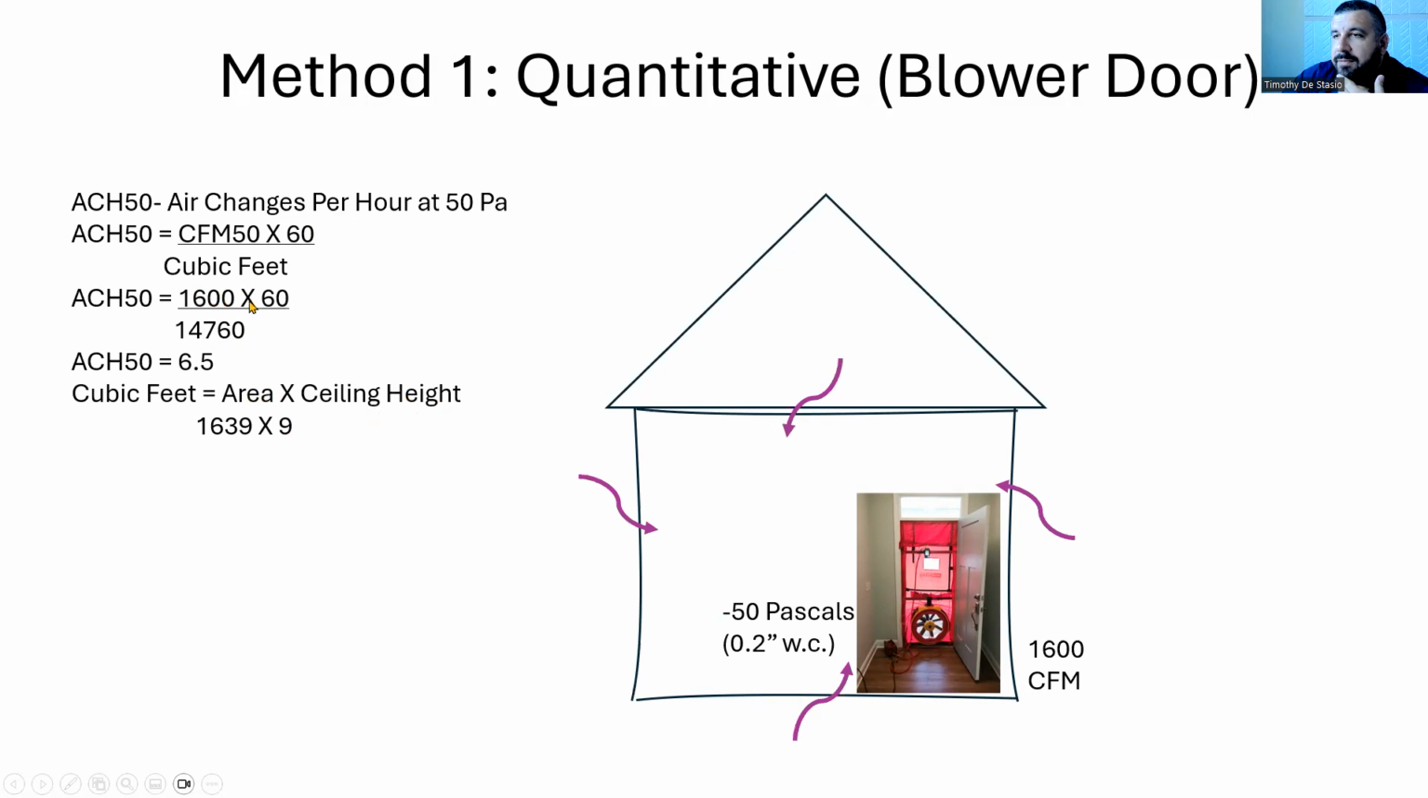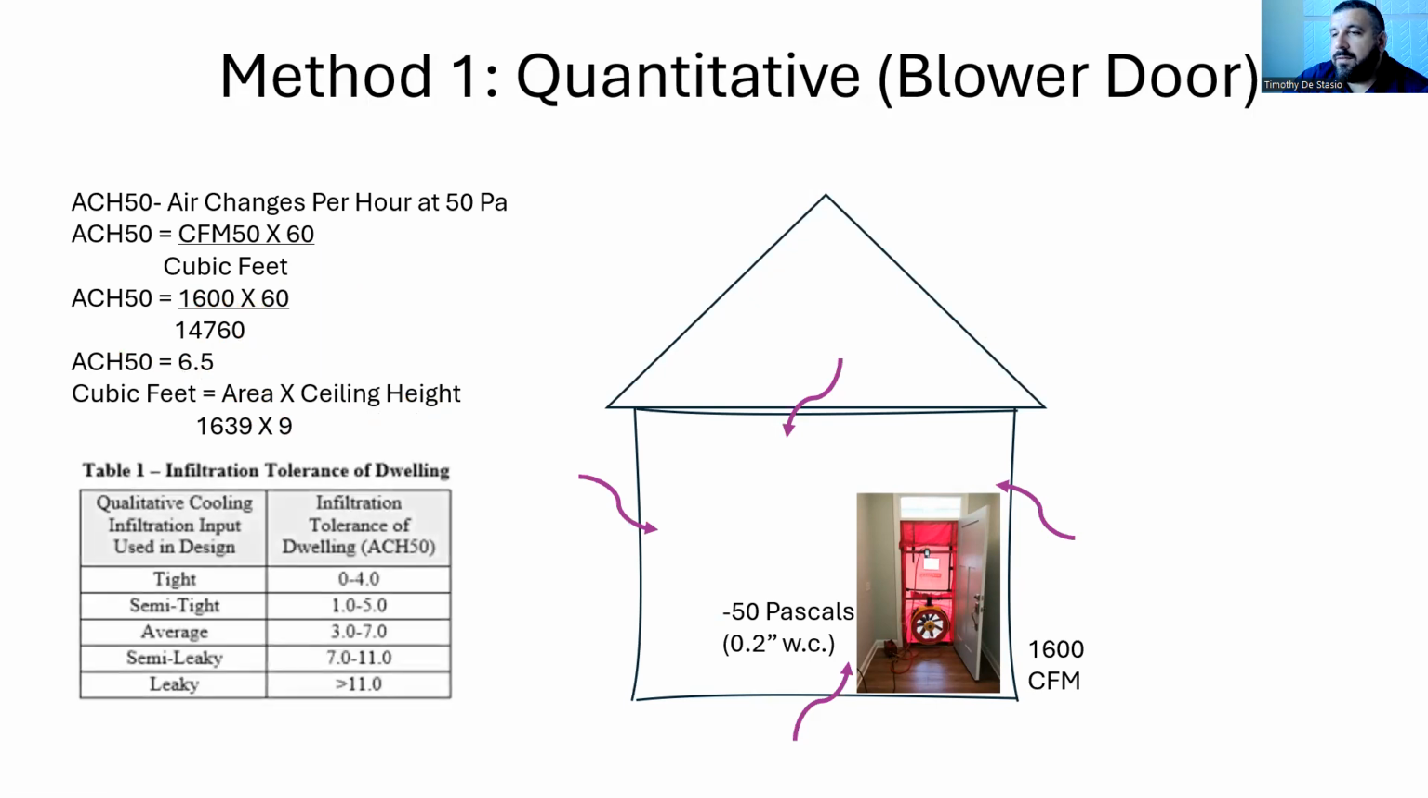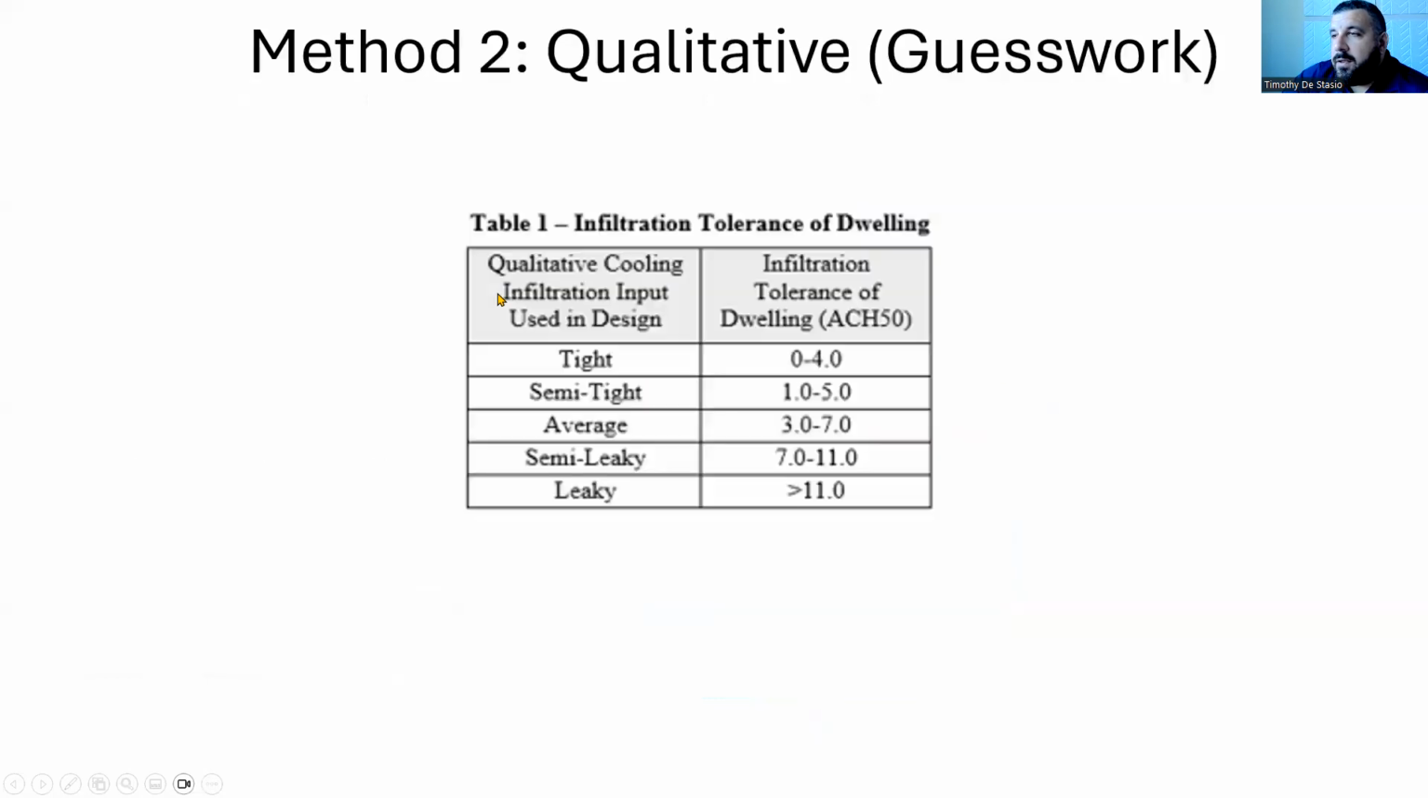We already measured our CFM 50. We put that into the formula. We arrive at a 6.5 ACH 50, or air changes per hour, at 50 pascals. The higher the number, the more your house leaks. And according to Manual J, they say that a house that has an ACH 50 of around 6.5 is considered average. But as you can see, there's a huge difference between average on the low end and average on the high end. The other way that you could do it is just simply guess how leaky your house is.